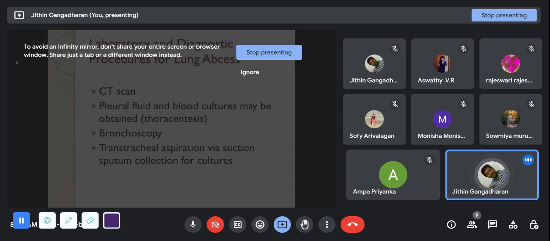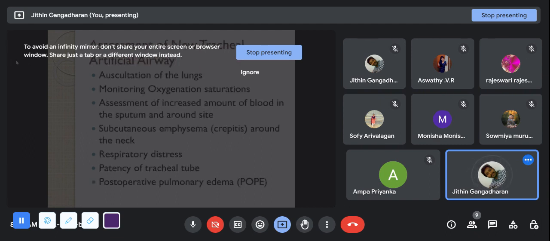Second thing is if the patient is in a coma, if the patient is on a ventilator, or if the patient is not able to cough and bring up the sputum, in those conditions we'll do that. It may be muscular dystrophy or amyotrophic lateral sclerosis. Those are the conditions that won't allow the patient to bring the sputum out from the mouth.